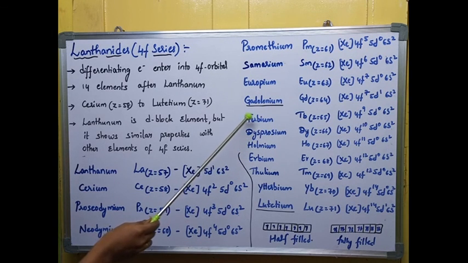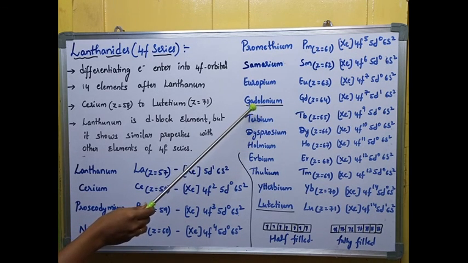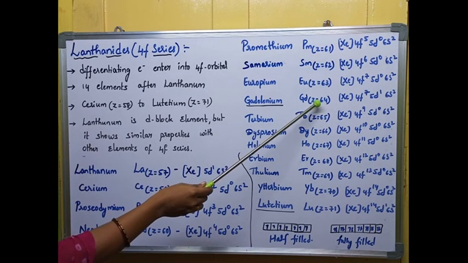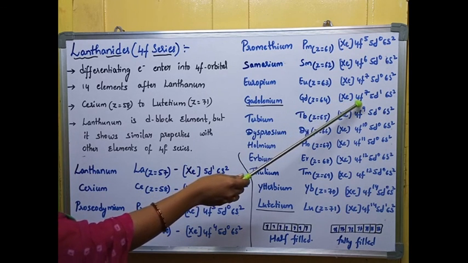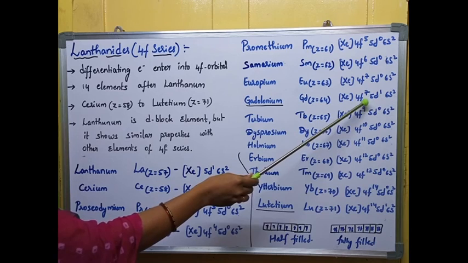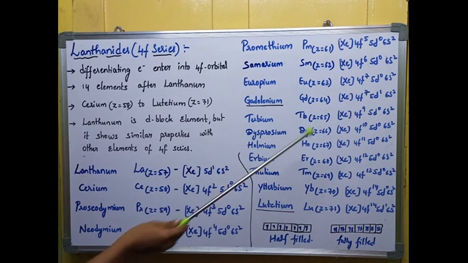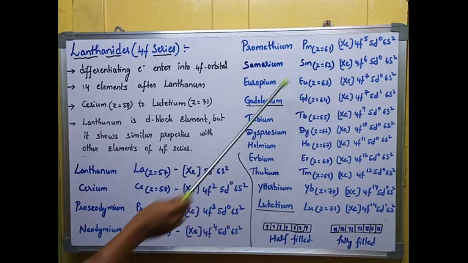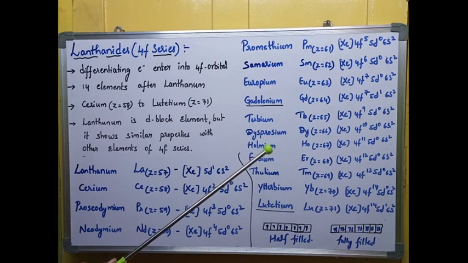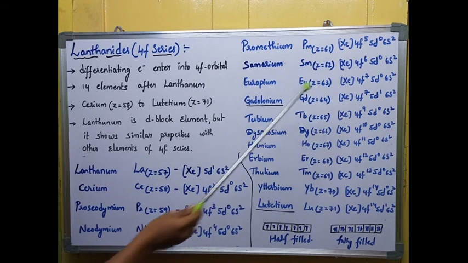Okay, next you can observe gadolinium is having atomic number 64. So xenon 4f7 5d1 6s2. Here one electron enters into 5d in order to keep the half filled configuration in 4f. I told you already that half filled or completely filled electronic configurations are more stable.